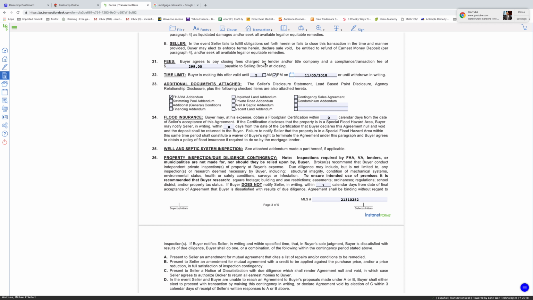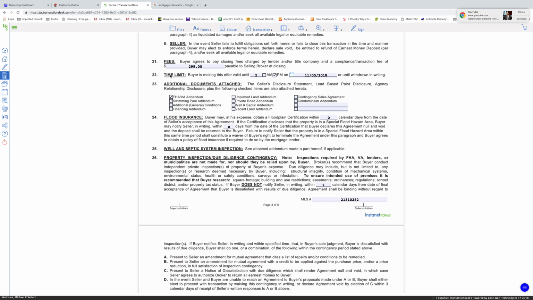Now, what does this mean? Why is this so important? If I don't put a time limit in this agreement and I submit this offer today, and 5 days from now, my client decides to buy a different home. Oh my God, I love this house. We put money down, signed the PA. Everything's locked in on another house.